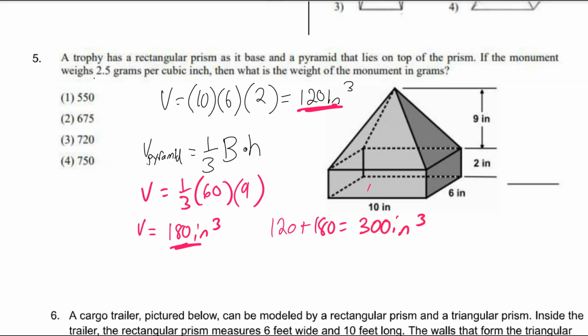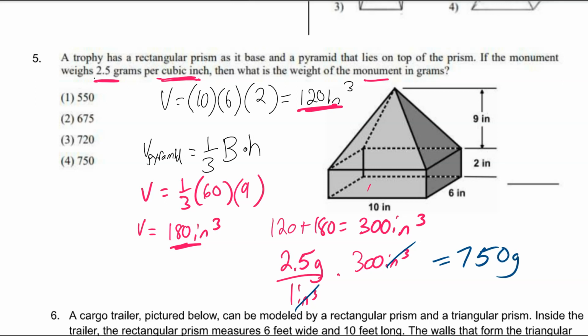But I want to know how much this whole thing would weigh. When it says the monument, it's talking about the whole thing. If I know that the monument weighs 2.5 grams for every cubic inch, I could multiply 2.5 grams per cubic inch by the number of cubic inches I have. My cubic inches units would cancel, and I would just be left with 750 grams as the total weight here.